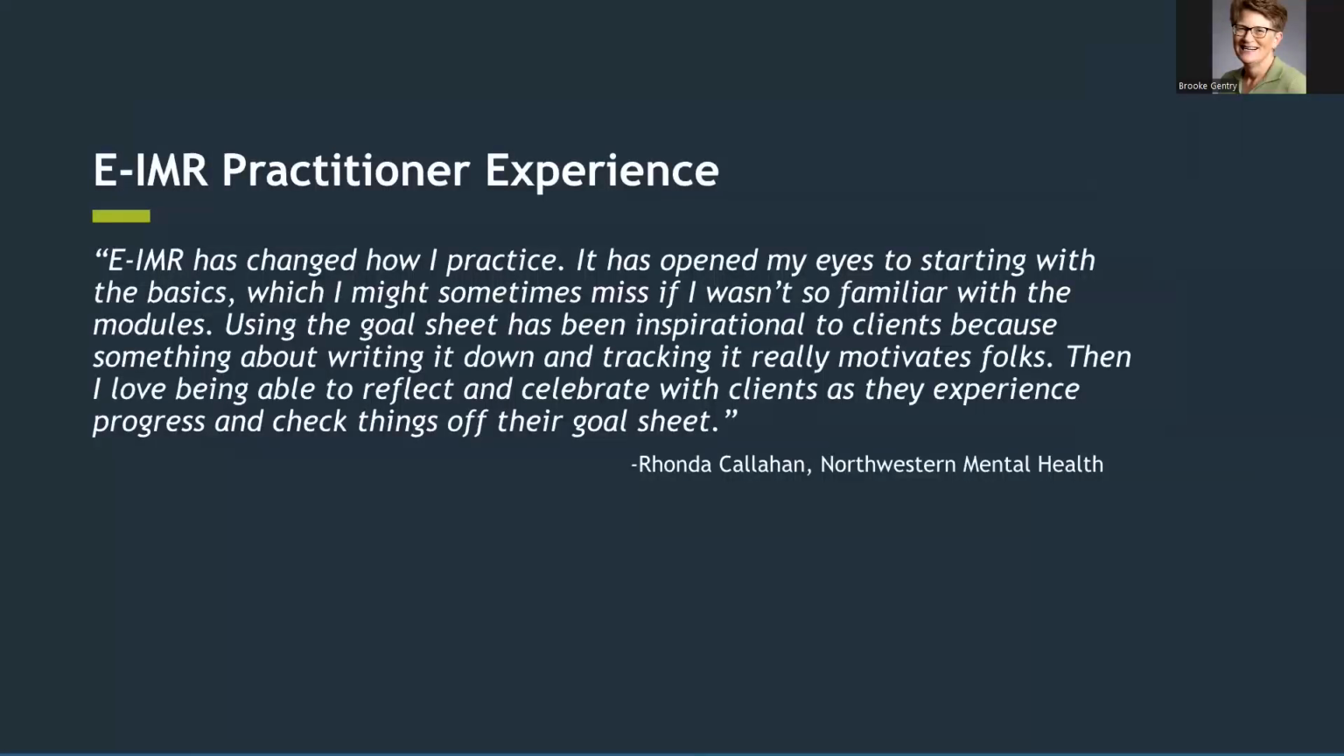And here we have another quote. This time it's from a participant of E-IMR training who really loved the goal tracking sheet and had a great experience with using goal tracking with clients in E-IMR. It does really help to motivate people when you can check off those tiny steps along the way. It's really fun to take time to celebrate that and generate some excitement.